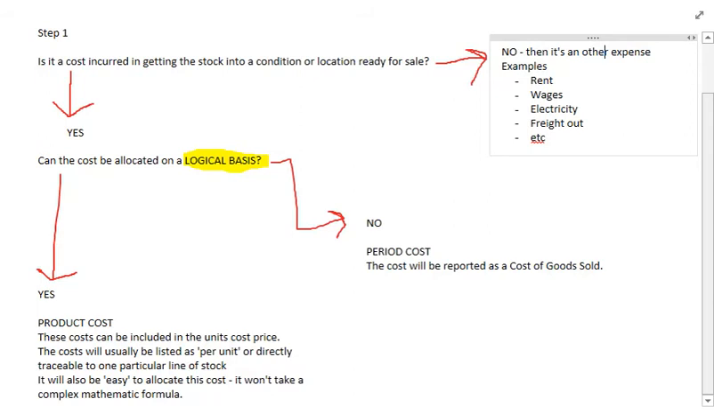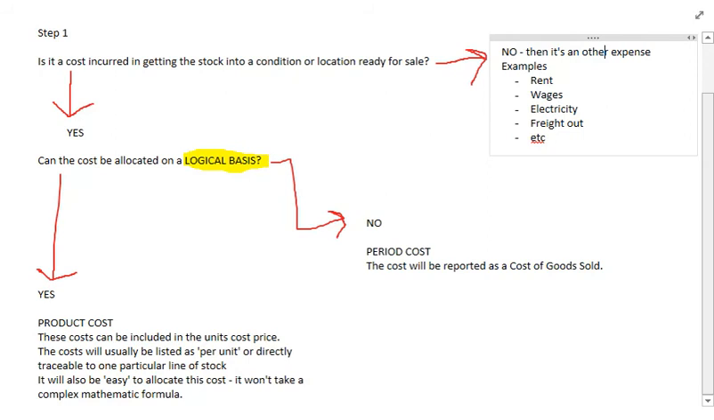An easy way that we can know that is if the expense says per unit after it. So it's $10 per unit, and it's a cost incurred in getting the stock into a condition or location ready for sale. That's a very easy logical basis to allocate the expense. So it needs to be traceable to one particular line of stock.